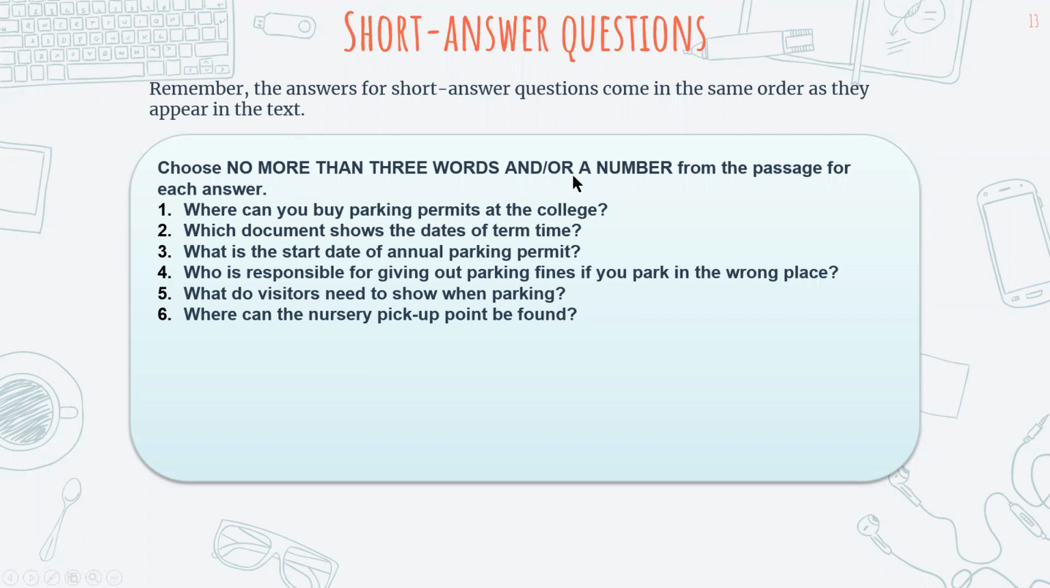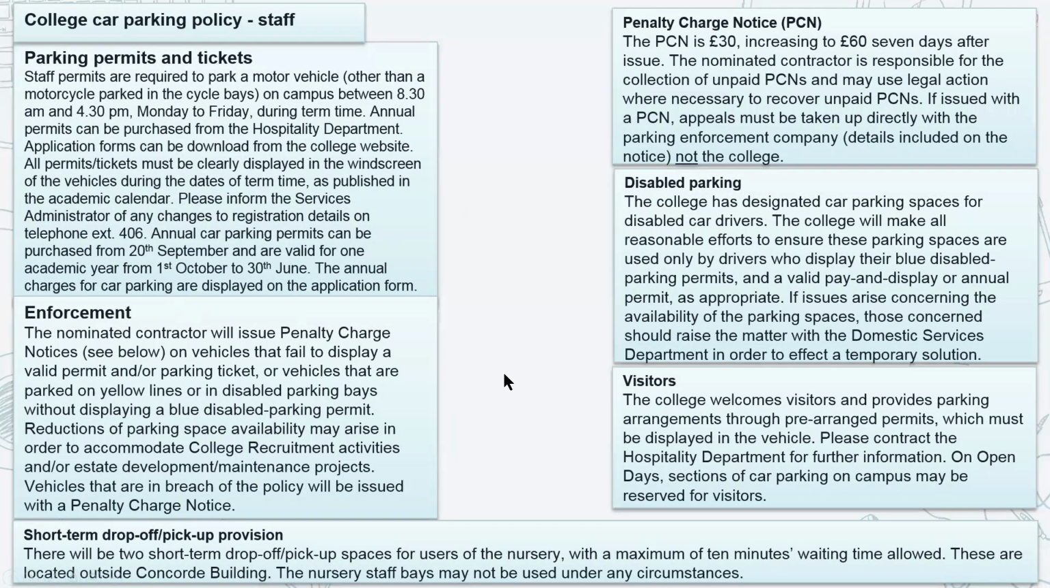This is the question. You have to read the question carefully. Choose no more than 3 words and or a number from the passage for each answer. So you have 6 questions. The first step is to underline the keywords. But first let's just skim the text for 1 minute. I need to understand the text, and you can do that in less than 1 minute.